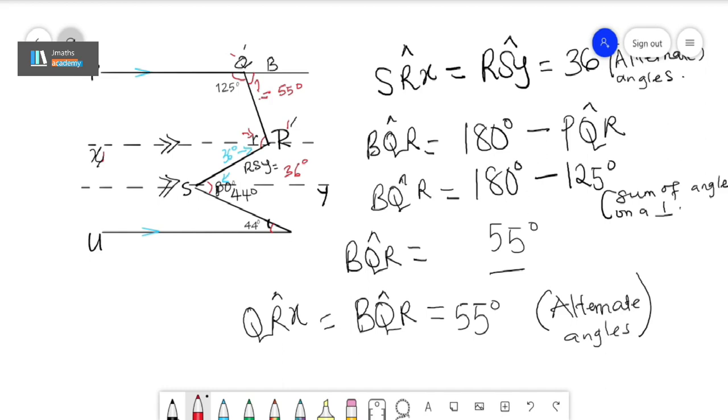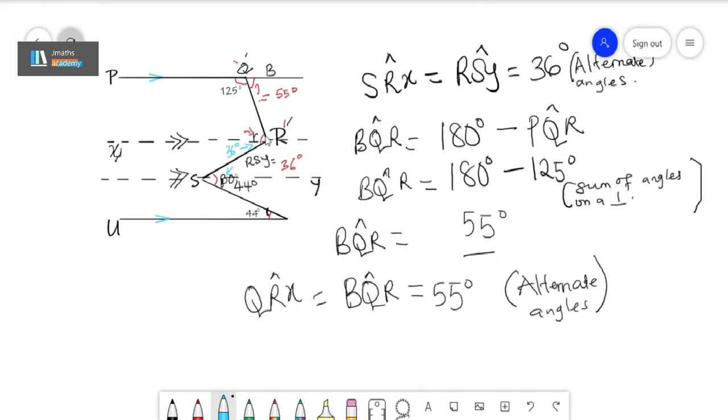Now let's double check on our diagram to see if it's correct. We have here to be 55 degrees on this side of our diagram, and it's alternate to our angle here on R. So hence the angle QRX is equal to BQR is equal to 55 degrees. But that's not all. We are not done yet, because it's a part of R. We have to look for the whole of this angle. We only know this part of R to be 55 degrees. We have here to be 36 degrees.